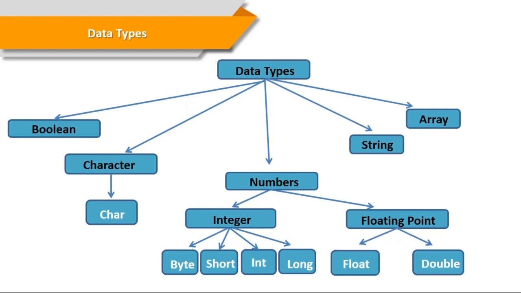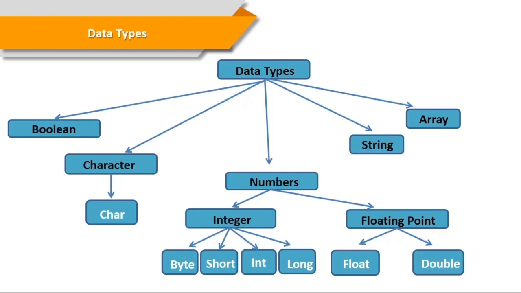There are 4 different integer variables, and these are byte, short, int, and long variables from smallest to largest. Floating point variables are also divided into 2. These are float and double. And then finally we'll get to string variables, and these represent textual expressions in arrays, and these can hold more than one value in themselves.